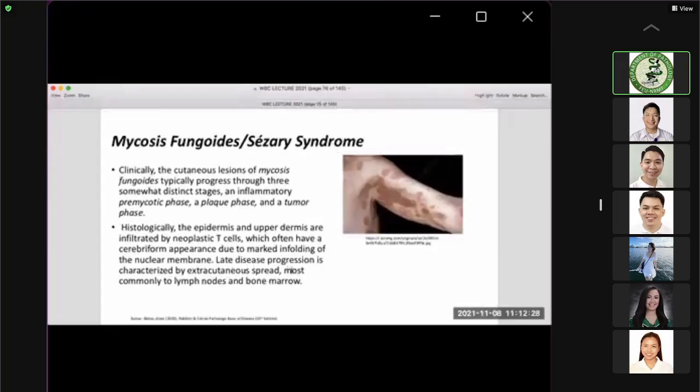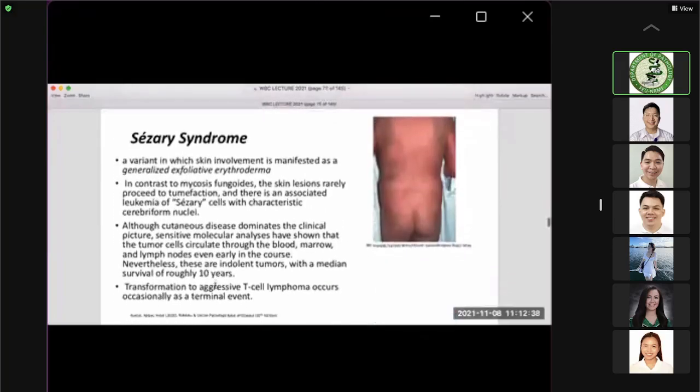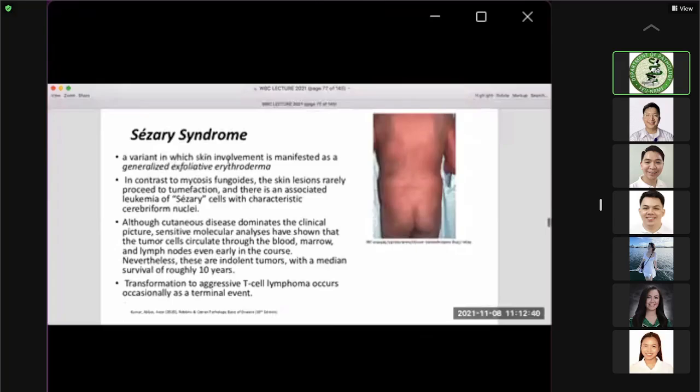No? So there is late progression, nagkakaroon ng extracutaneous spread, no, most commonly to lymph nodes and the bone marrow. So we have there, no, Sézary syndrome. This is a variant with skin involvement manifested as generalized exfoliative erythroderma. So in contrast to mycosis fungoides, yung skin lesions, they rarely proceed to tumescence, and there is an associated leukemia. No? So may spread siya sa blood, no? Of Sézary cells with characteristic cerebriform nuclei.